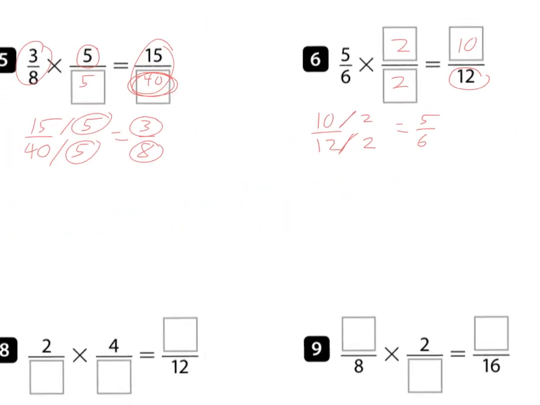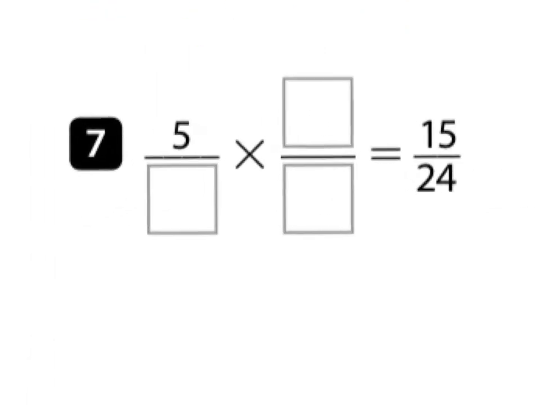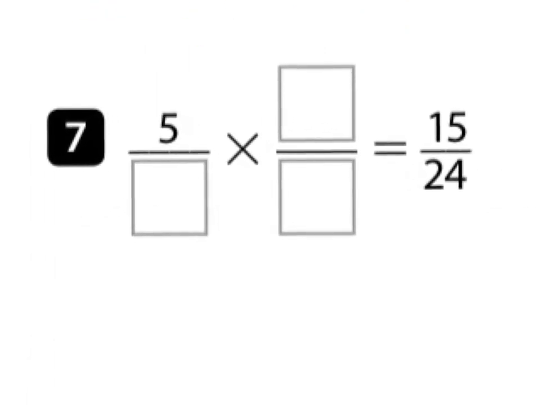All right, number 7. We have to figure out three things here in order to get it. You could use either multiplication or division, but I'm going to use division to start out with this time. 15 divided by what will get me to 5? 15 divided by 3. And then, of course, whatever you do to your numerator, you must do to your denominator. 24 divided by 3 will be 8.